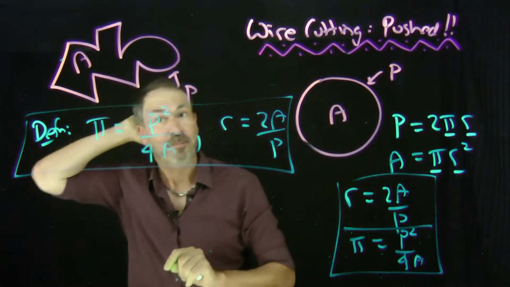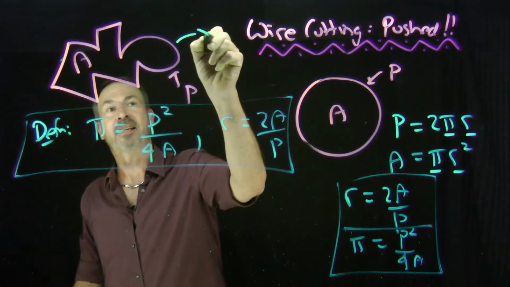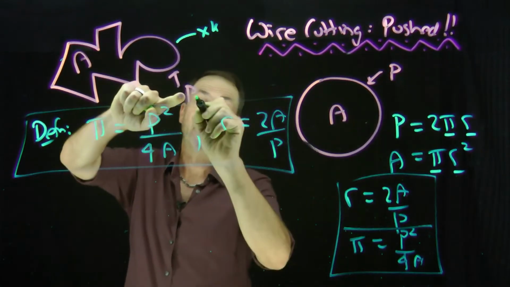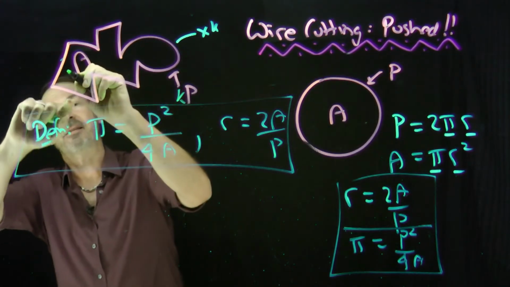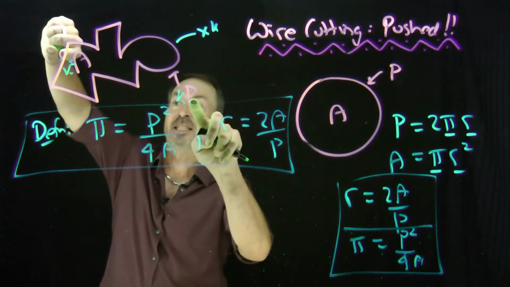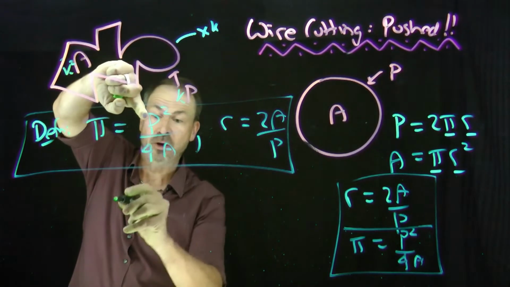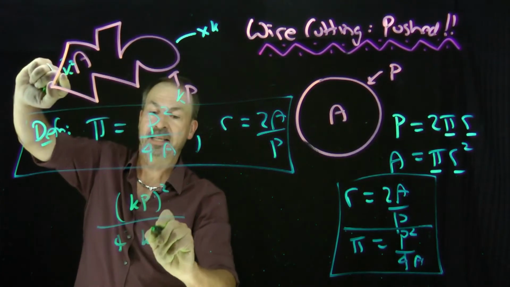This is actually a constant. If I scale this polygon up by factor k, then I know perimeter scales by factor k, so it'll become kp. Area scales by scale factor squared, so this will be k squared a. So my new pi value for the scaled version of this polygon would be kp all squared over 4 k squared a.